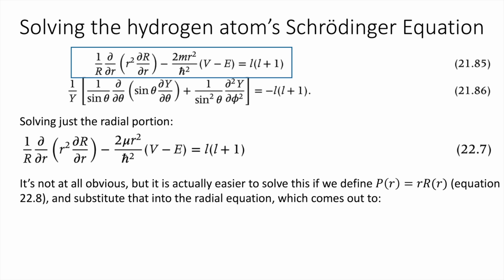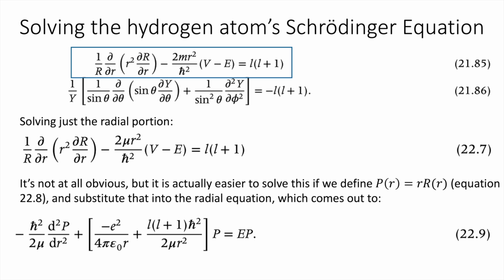Really, it's mathematicians that came up with this approach. Okay, so with that in mind, it's not at all obvious looking at this thing, right? You wouldn't. It would probably take you years to guess this if you ever got it, right? But it's actually easier to solve this if we define P of r as little r times big R of r. If we define a new function that's P of r, what's P of r? It's just our regular radial function R multiplied by its variable, right?